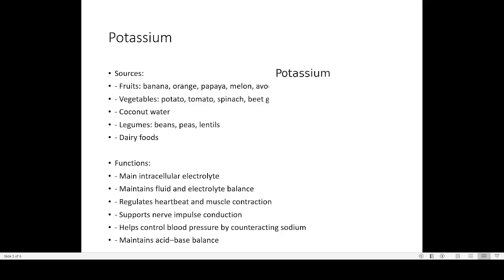Then for nerve impulse conduction, the transportation of messages through nerves, potassium is also needed. You might have studied that a nerve will be containing potassium inside and sodium outside, and for that transport mechanism to work smoothly, potassium should be present in the body in sufficient quantity. See here, it helps control blood pressure by counteracting the sodium. More sodium, higher blood pressure. More potassium, lower blood pressure. Then it maintains the acid-base balance in the body. That is also another function of potassium.